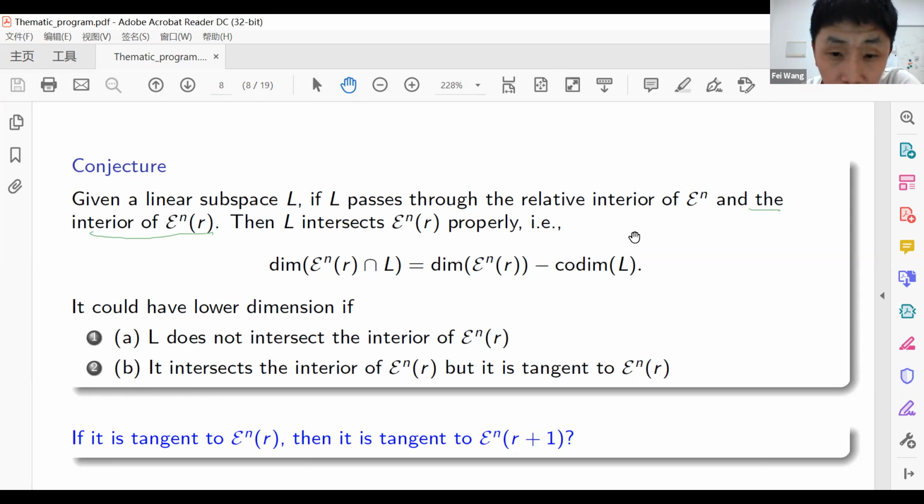But if L is tangent to the r stratum, and this r stratum happens to be the boundary of the r+1 stratum, right? Then I suspect that if L is tangent to epsilon r, then it should be tangent to epsilon r+1. So this is the conjecture. I'm not sure, I don't have a rigorous proof. So if anyone thinks this is wrong, please tell me now, and I'll be very grateful. If you think it's correct, then maybe I should leave some time for questions for now.